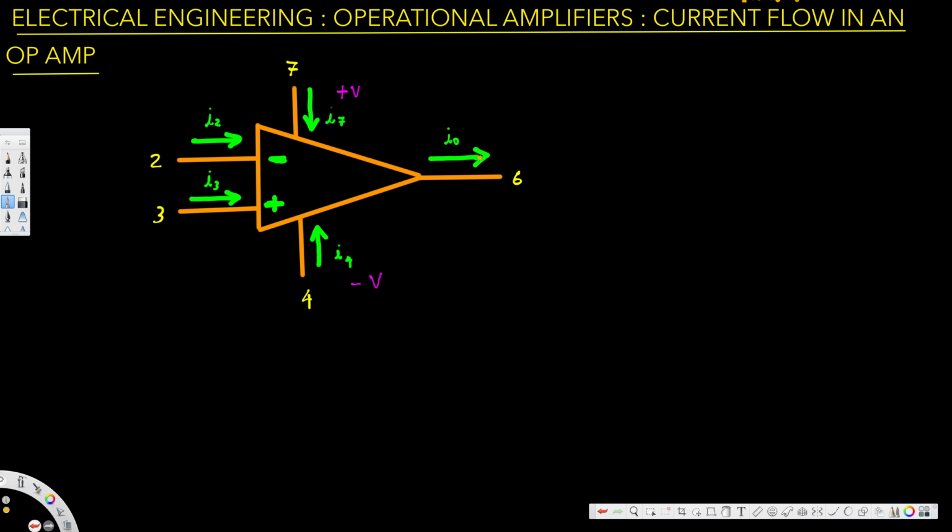And also we have an output current. Now the output current is going to be the addition of all of these currents, because you can see current is entering the non-inverting terminal, and also current is entering the inverting terminal, and also we have currents entering from the positive and negative voltage supplies. So there are four currents entering, and we have I output. So I output is going to be equivalent to the addition of all of these. That's going to be equivalent to I2 plus I3 plus I4 plus I7.